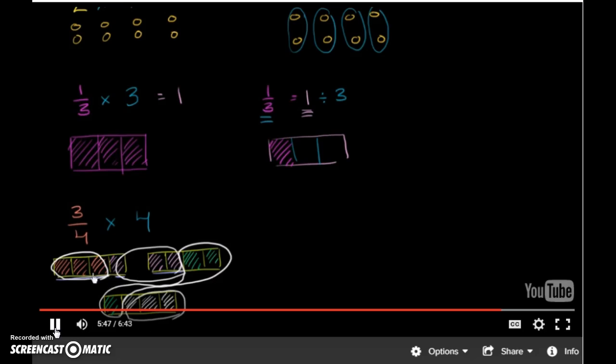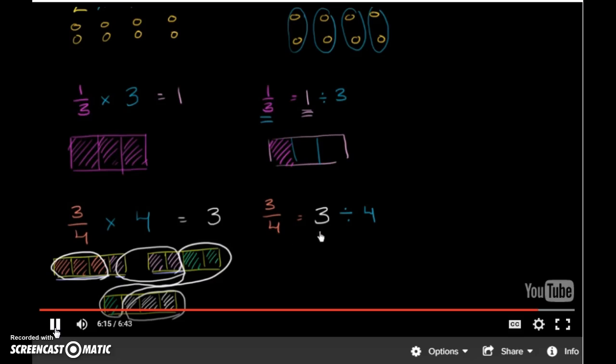And what did I do when I got those 4 3/4? Well, it's pretty clear. This is turned into 3 wholes. So this is equal to 3 wholes. Well, if 3/4 times 4 is equal to 3, that means that 3 divided by 4 is equal to 3/4.